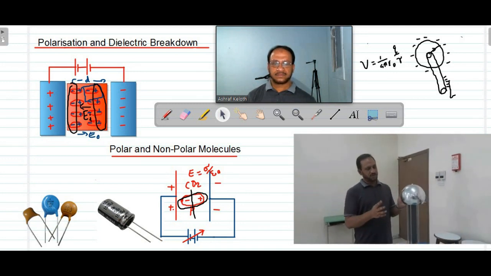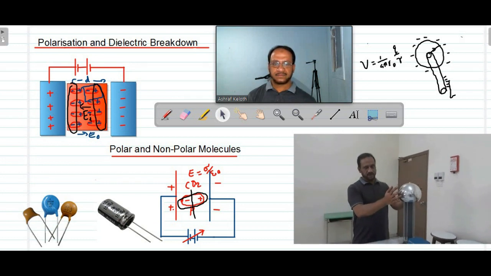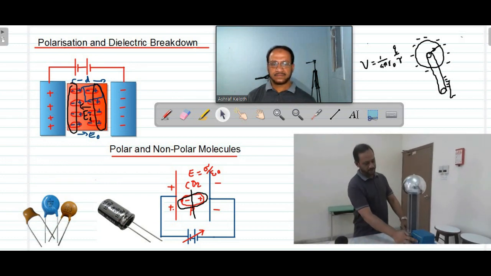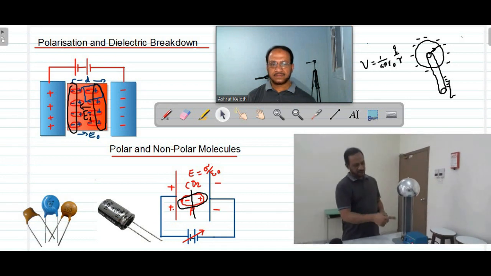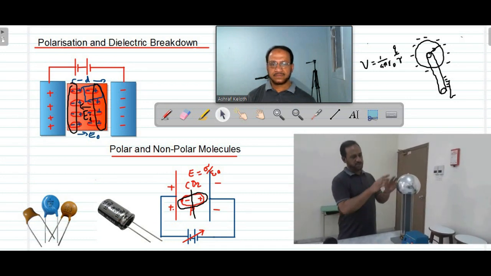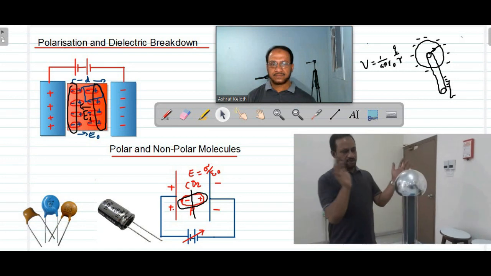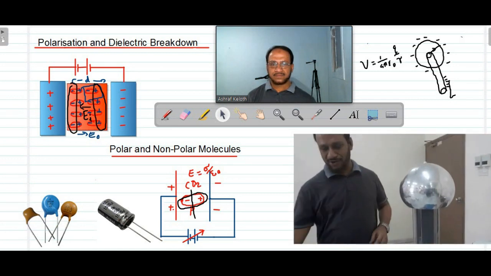Hi students, this is the Van de Graaff generator. It can induce a very high voltage, about 10,000 volts, on this metallic sphere. When I switch on, you can see the working here. There is a belt rotating, and that will transfer the electric charges to the larger sphere. I am getting the electric shock.